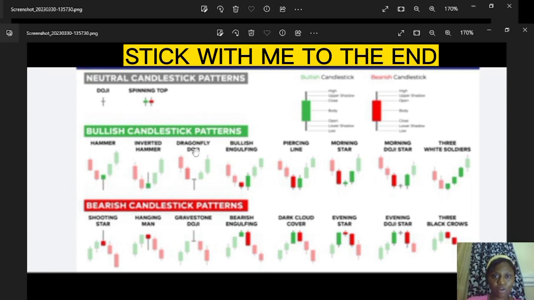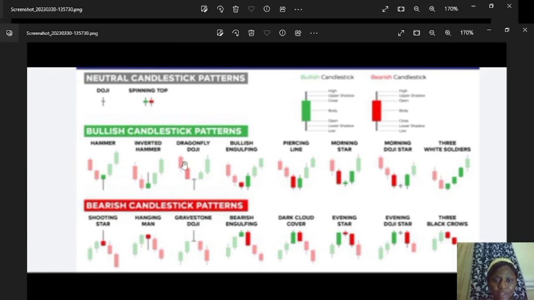We also have dragonfly doji. Dragonfly doji looks like a T. When in a bearish market, once you see it at the support zone, it means that the market is about changing from being a bearish market to a bullish market.